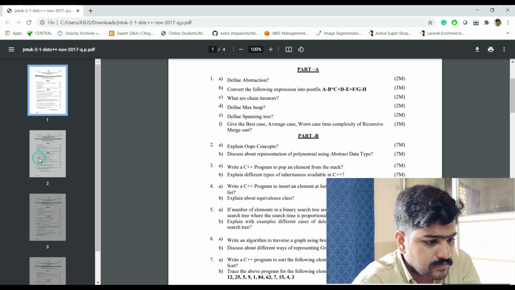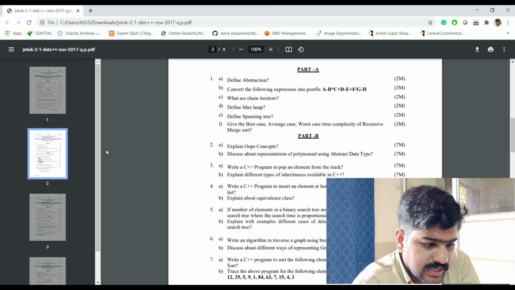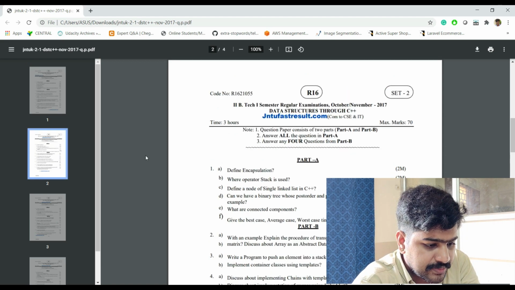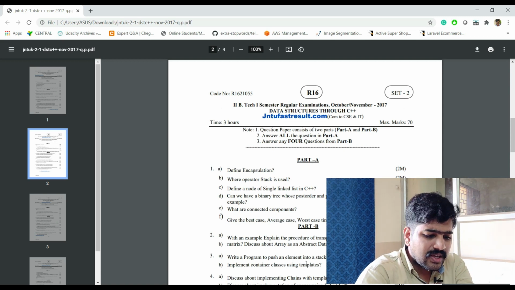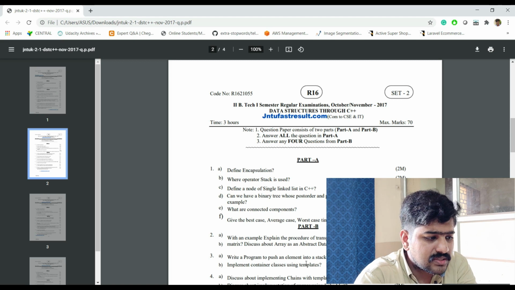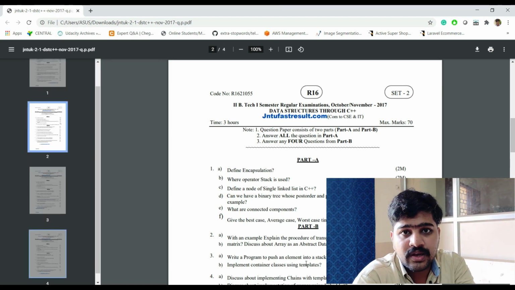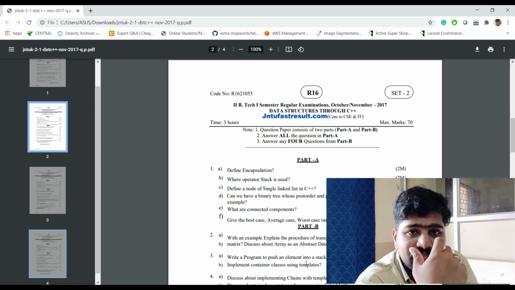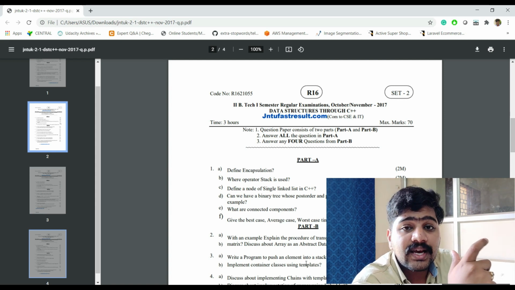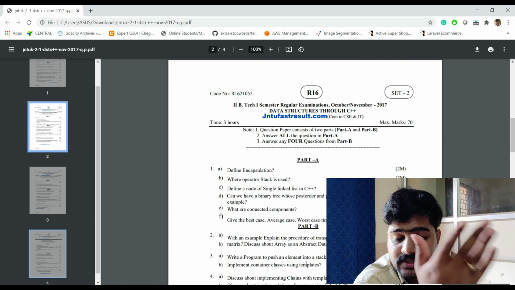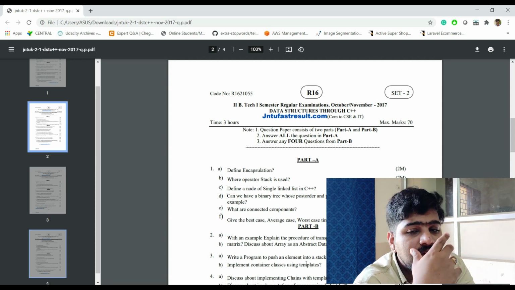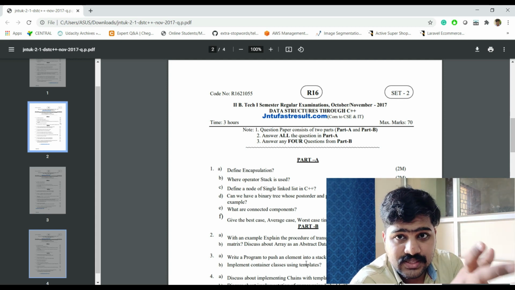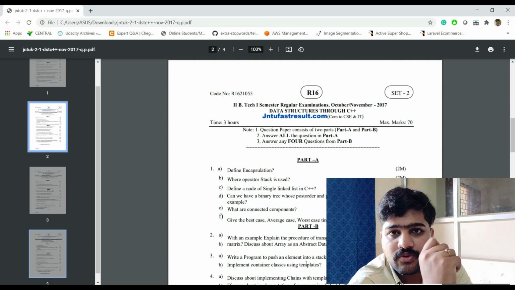And in set 2 the same thing is happening. ADT, abstract data type, is also there, and transposing a sparse matrix. So these are the different things you can expect from a JNTU question paper. You need to focus on what an abstract data type is, and the purpose of each and every data structure: arrays, linked lists, stacks, queues, trees, graphs. You need to understand the tree structure of the data structure, so focus on that.